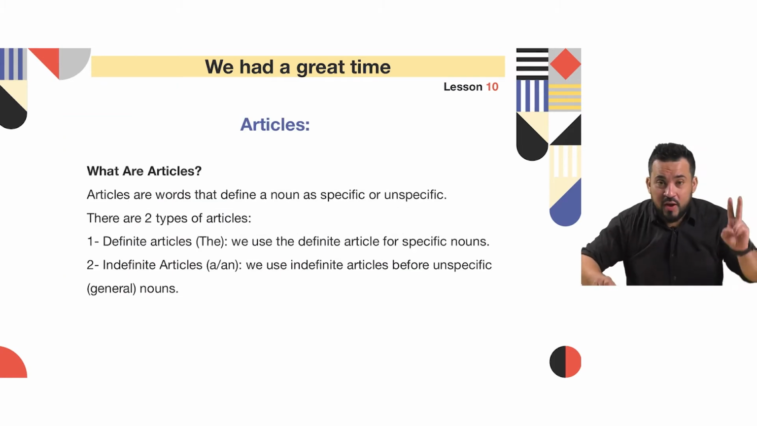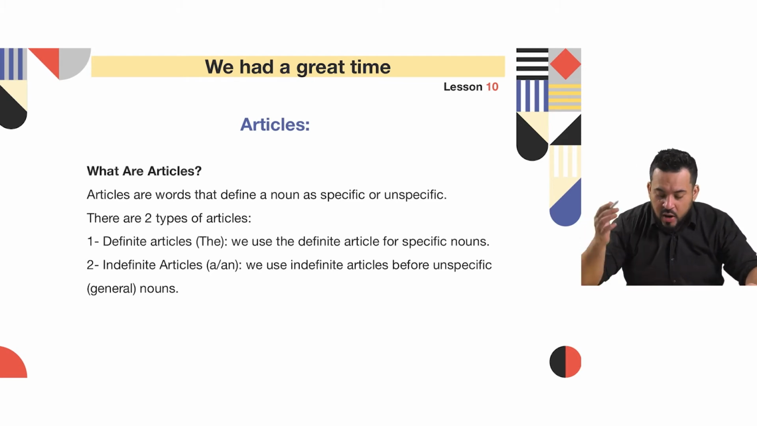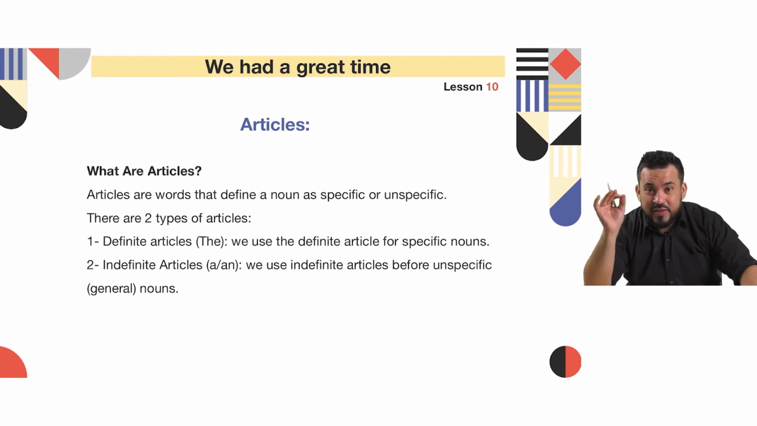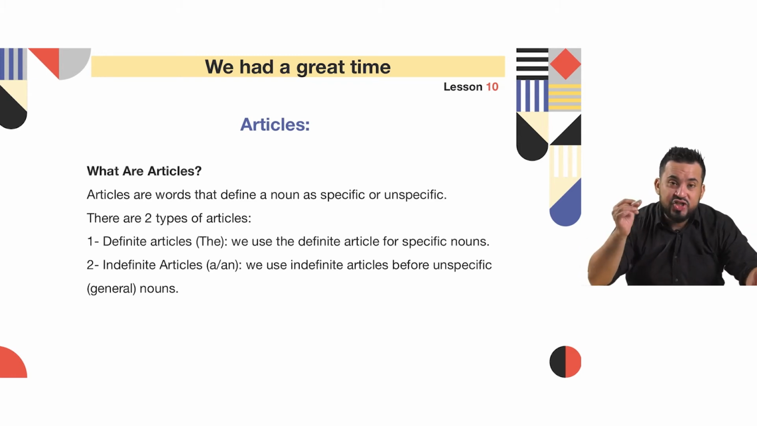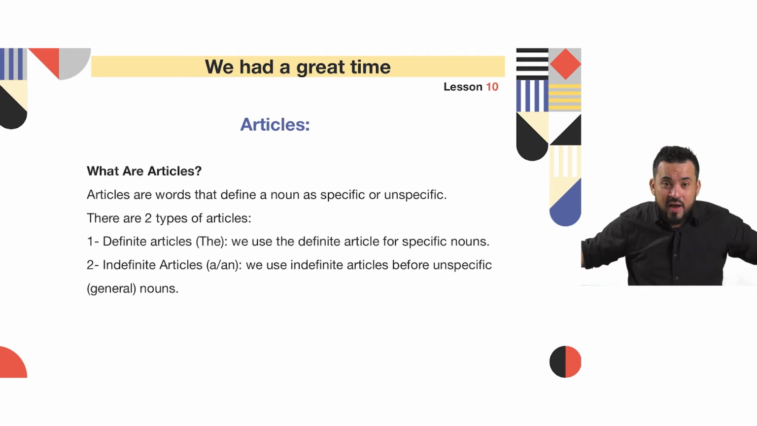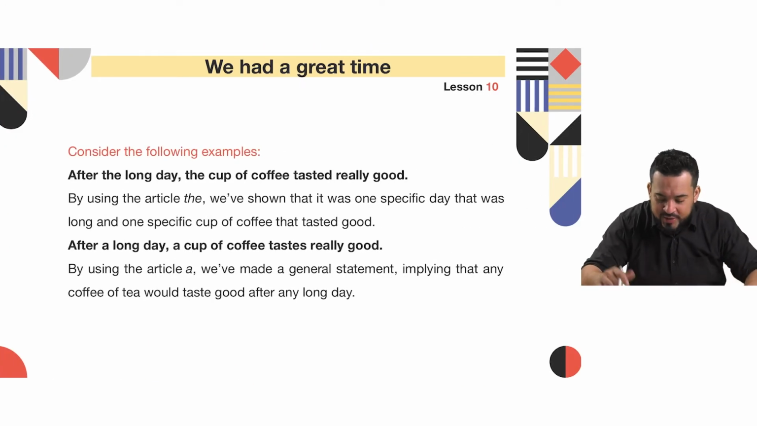There are two types of articles. We have the definite article and the indefinite articles. The definite article is the. This is used for very specific things. Indefinite articles are a or an. We use indefinite articles before general things. So the is for specific things. A or an is for general, or unspecific, things.